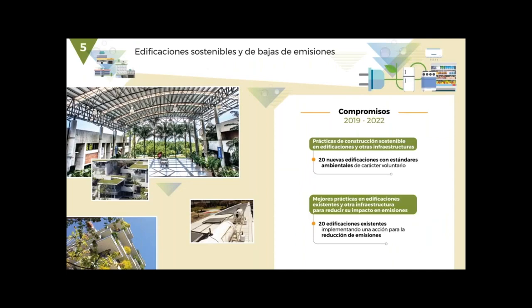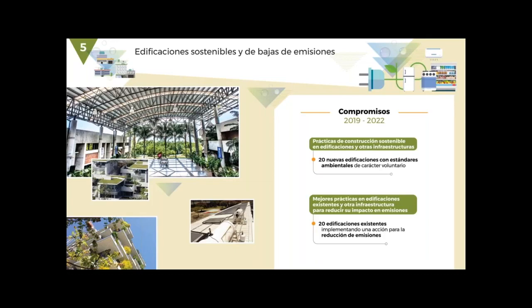The different commitments that we have from 2011 to 2022 are that we expect around 20 new buildings with voluntary environmental standards. Those standards include LEED, EDGE, RESET, which is a tropical one, and we also expect to have 20 existing buildings implementing at least one action to reduce emissions. Those are the commitments that we expect between those years.